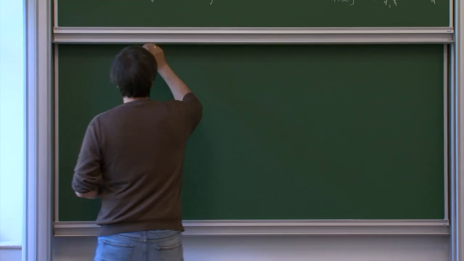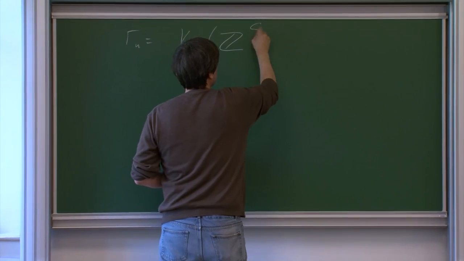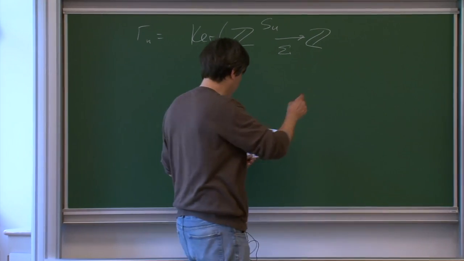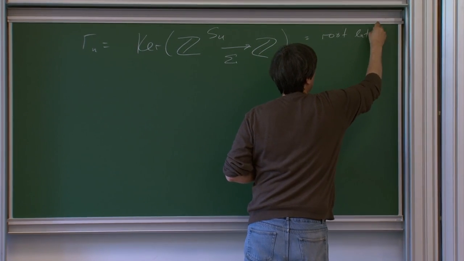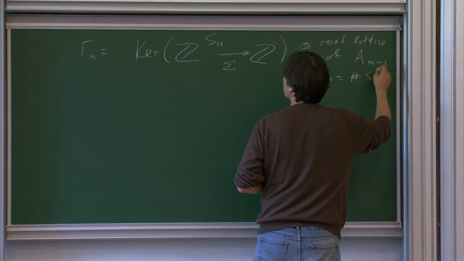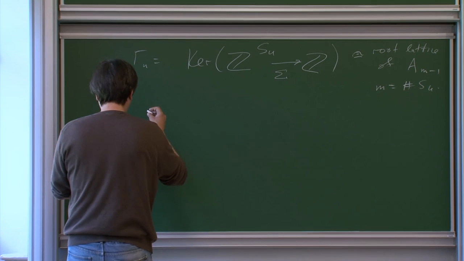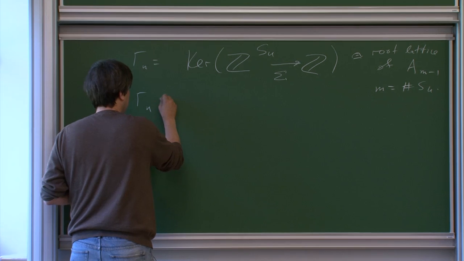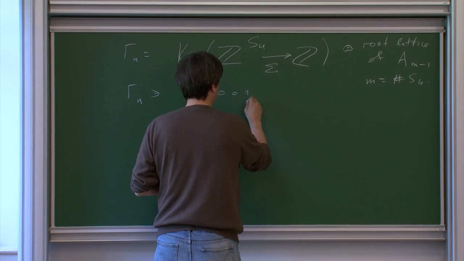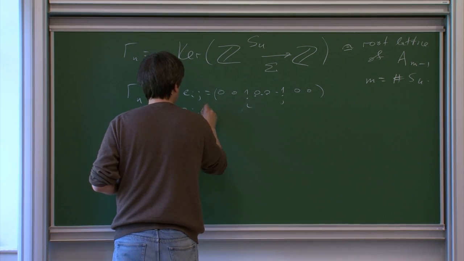It will not depend on h bar, and Gamma_U will be the kernel of Z^{S_U} to Z. I take the sum of all in the hyperplane in coordinate space given by the equation sum equal to 0, which is the root lattice of A_{M-1}, isomorphic to the root lattice, where M is the cardinality of S_U. So this root lattice contains special elements. And it contains elements e_ij, where Z_i not equal to Z_j belong to S_U.